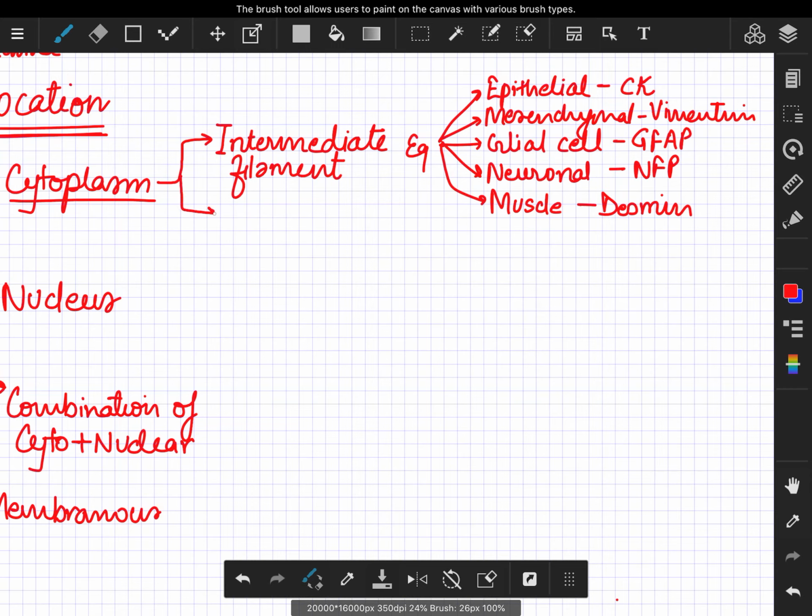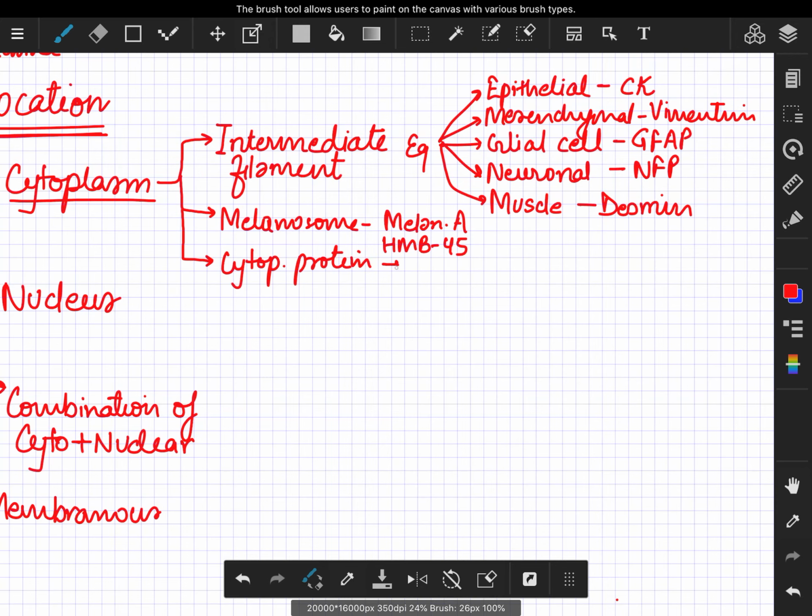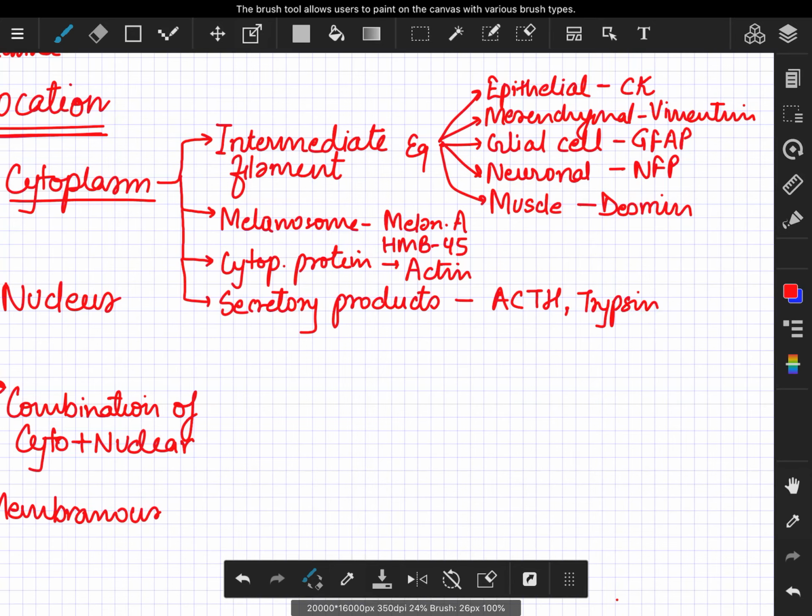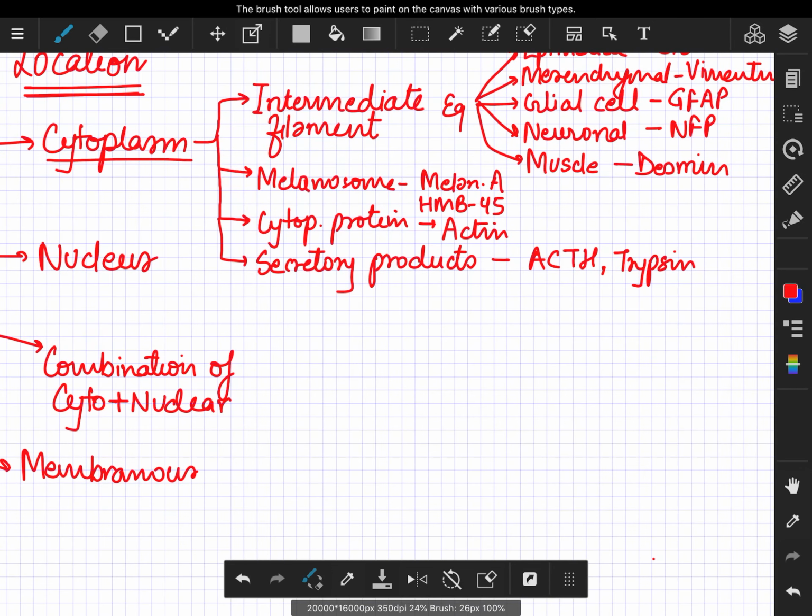Another is melanosome associated protein. Melanosome associated proteins include Melan A and HMB 45. They also show cytoplasmic positivity. And the contractile proteins, which include actin, and secretory products like ACTH in the pituitary cells and trypsin in the pancreatic cells, they all show cytoplasmic positivity. Then comes the nucleus.